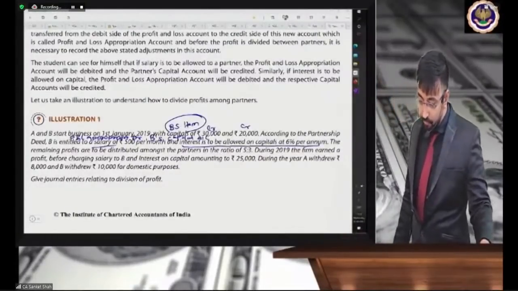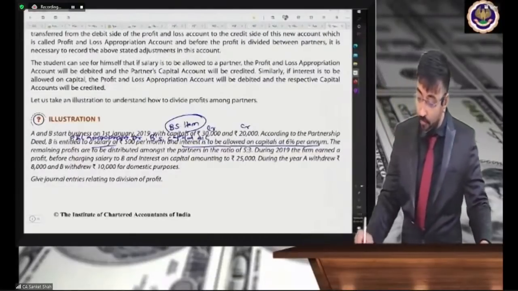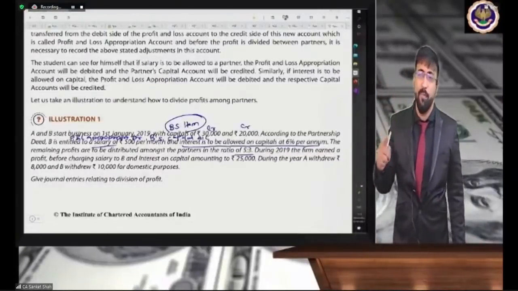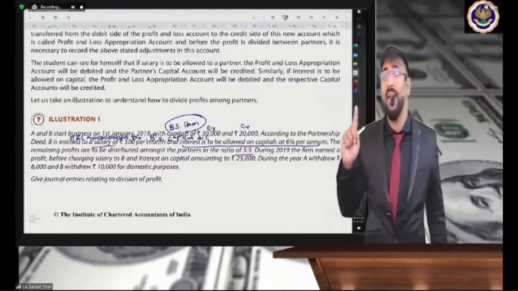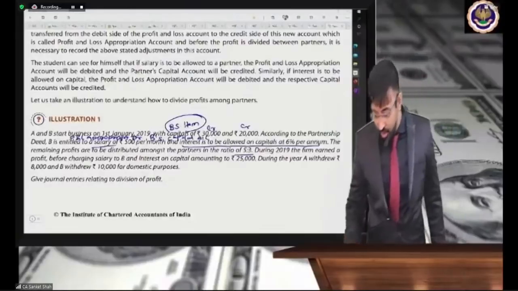The remaining profits are to be distributed among the partners in the ratio of 5:3. So first thing, what is the entry for interest on capital? Every one of you, please give it in the comment section. What is the entry for interest on capital? I'm waiting for your answer. Please give it in the comment section. Fast.